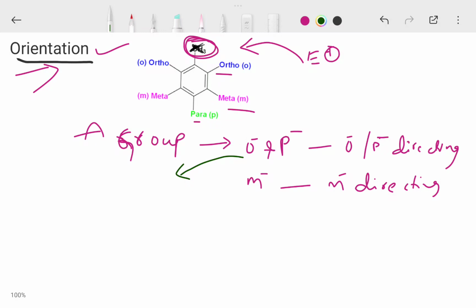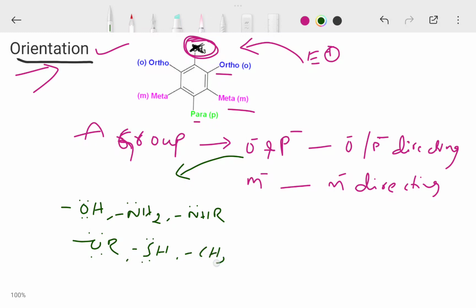Ortho para directing groups, examples: OH group, NH2, NHR or OR, SH, CH3, X, CH2OH, CH2Cl. These are the examples of ortho para directing groups.